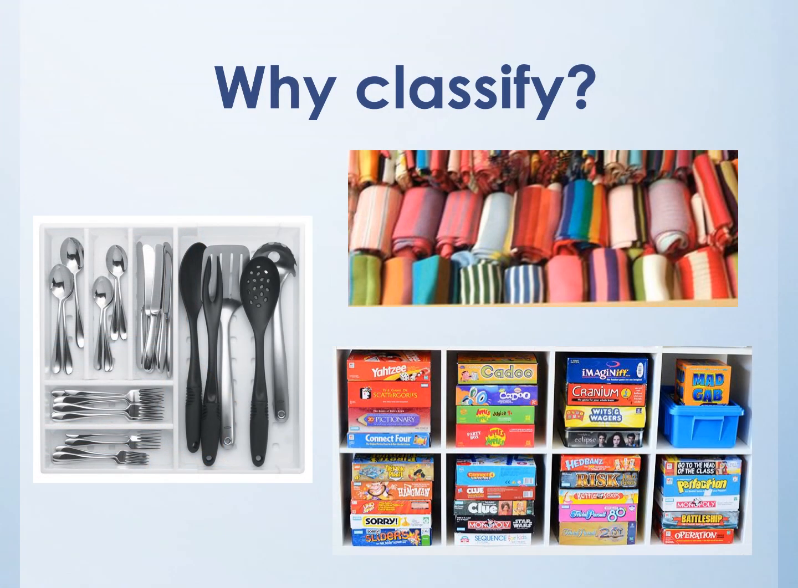Around you, notice how objects are organized in your home, at school, everywhere. The silverware drawer is organized by the types of utensils. Your socks might be organized by style or color. Books, movies, and games are often organized by genre or title. Everywhere you look, things are organized or classified.